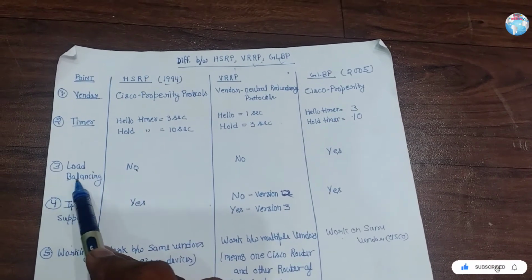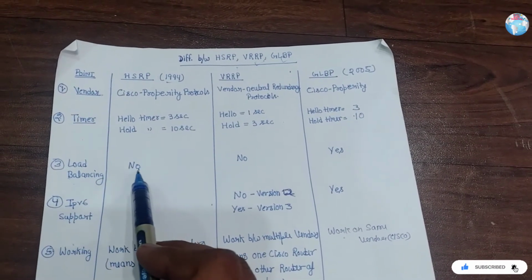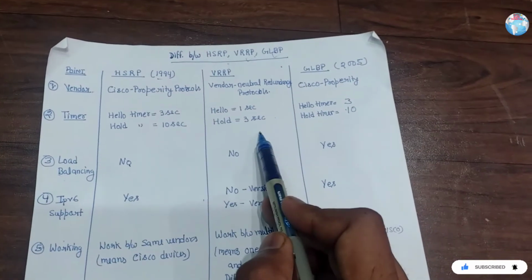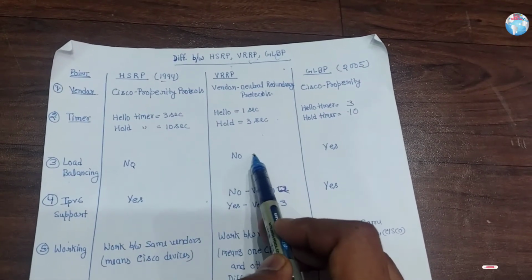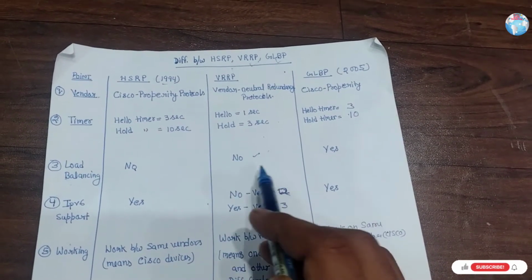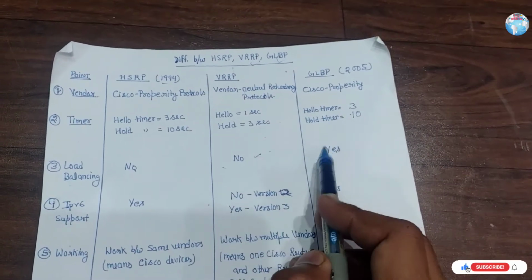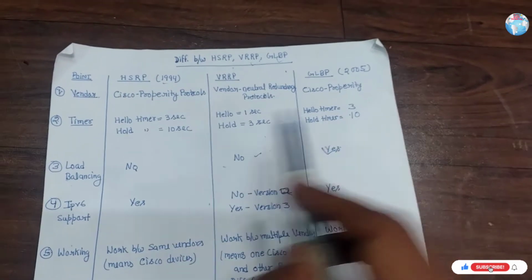Third difference is load balancing. In HSRP, load balancing is not performed. In VRRP also load balancing is not performed, but in version 3 load balancing is performed. In GLBP load balancing is performed.